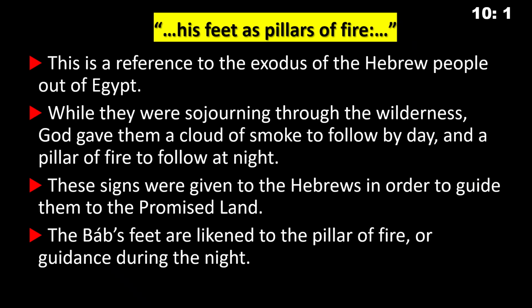Next, about his feet being as pillars of fire. This is a reference to the exodus of the Hebrew people out of Egypt. While they were sojourning through the wilderness, God gave them a cloud of smoke to follow by day and a pillar of fire to follow at night. These signs were given to the Hebrews in order to guide them to the promised land. The Bab's feet are likened to that pillar of fire, or guidance during the night.